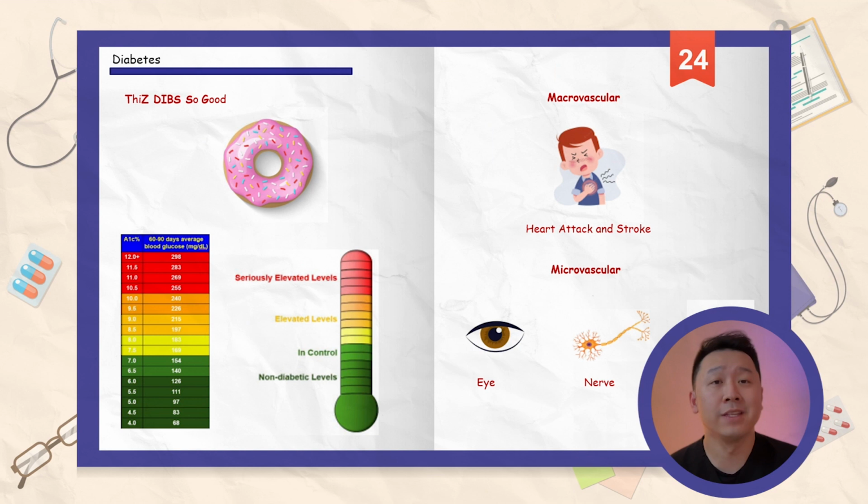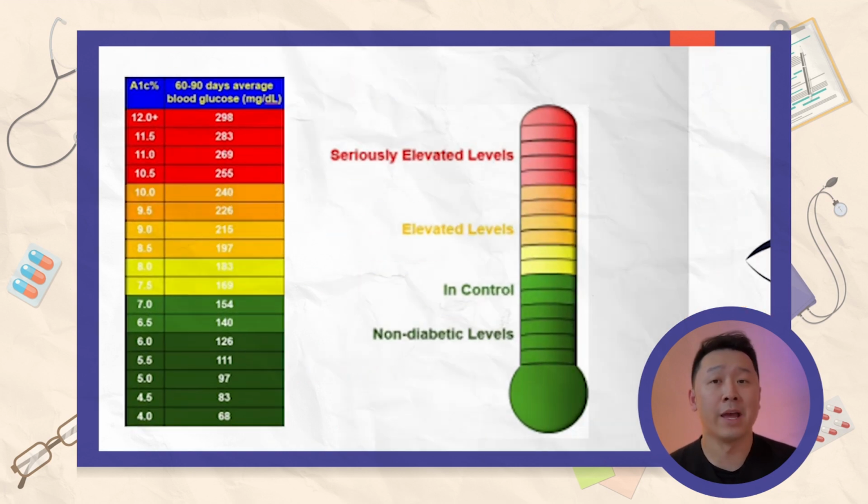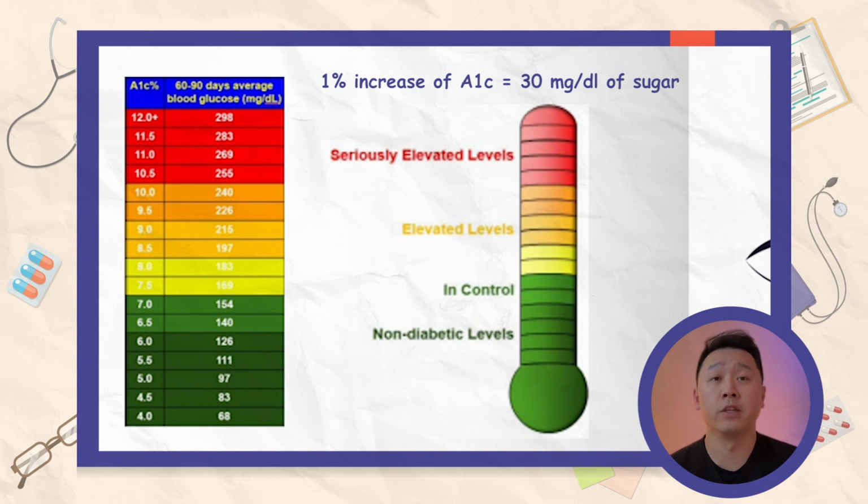We can envision the extraneous sugar in the blood like the sugar coating outside of a donut. The more extraneous sugar that is present in the blood, the more sugar coating the donut will have. The test is known as an A1C. So the A1C test is a 3-month average of the sugar based on the red blood cells. If we visualize this chart, a 1% increase in A1C is roughly equivalent to about 30 milligrams per deciliter of sugar.